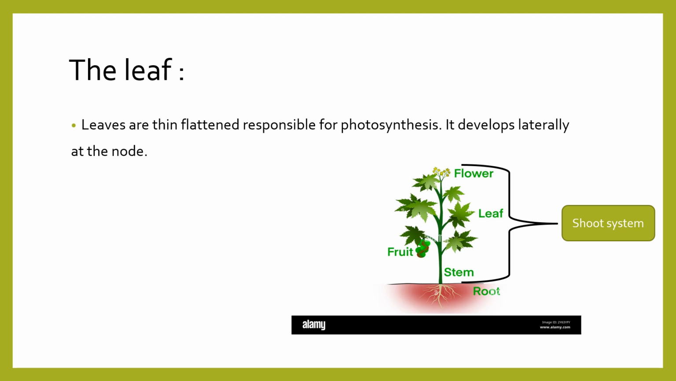That means it contains chlorophyll in its cells, which is responsible for manufacturing food for the plant with direct sunlight. Okay, the leaf develops laterally at the node.